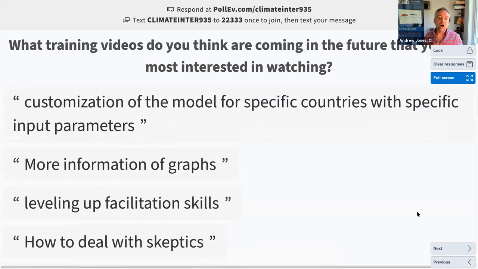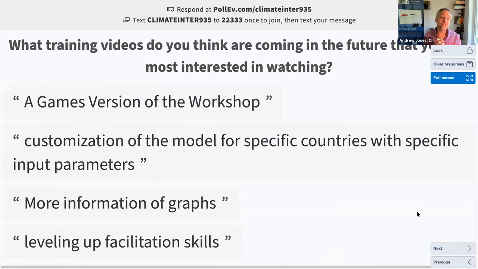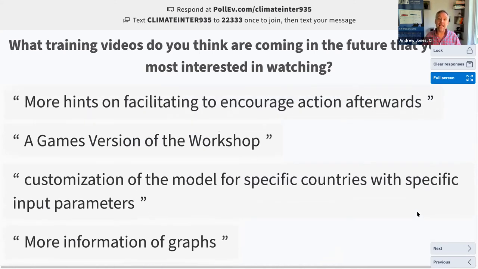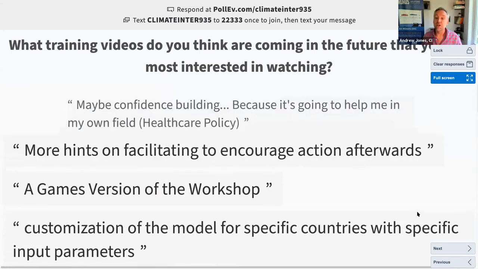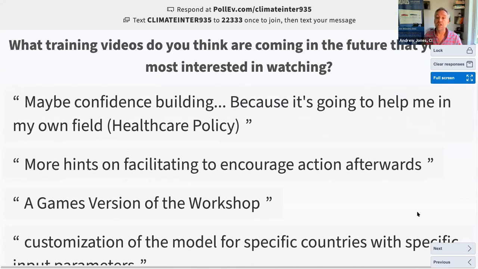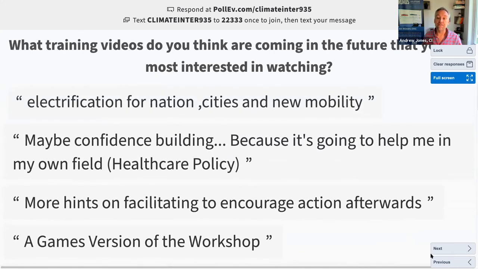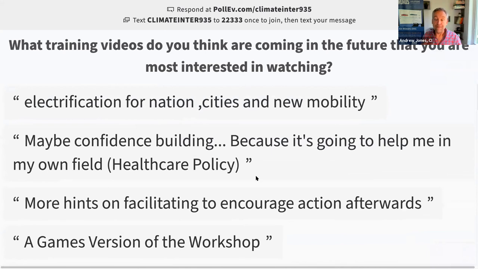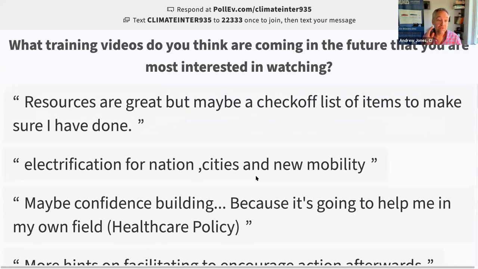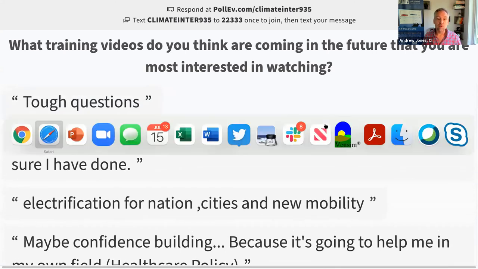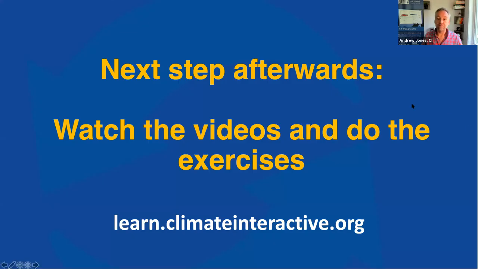More information on graphs, customization of the model for specific countries. Oh, wouldn't that be great to have those models? A games version. Yes, we have a whole training on the games. More hints on facilitation. Okay, more maybe confidence building. All right, we're gonna move on. These are really good, but we can read them all later. More on tough questions. Okay.